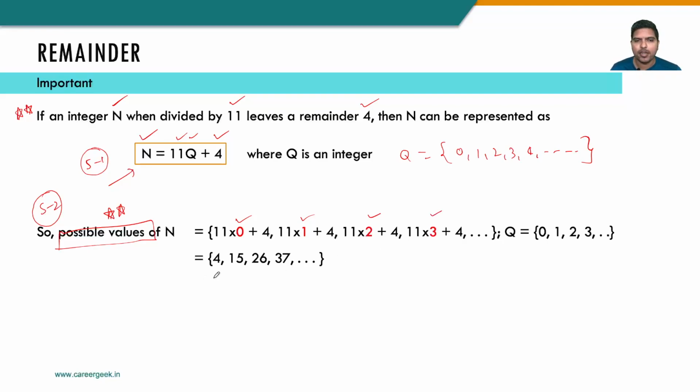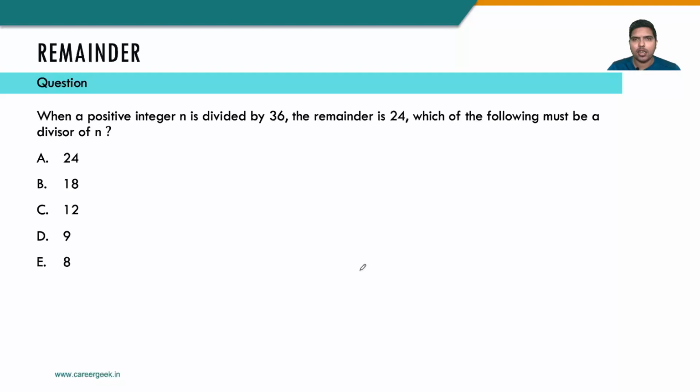Okay, so what do I get? 11 into 0 plus 4, 11 into 1, 11 plus 4, 22 plus 4, 33 plus 4, and so on. So these are the possible values of n. Two steps: writing it in the form of the formula, dividend is divisor into quotient plus remainder, and then finding possible values of the dividend. Okay, so we'll see how questions can be answered based on this concept. When a positive integer n is divided by 36, okay, dividend, divisor, the remainder is 24, so n is 36q plus 24.